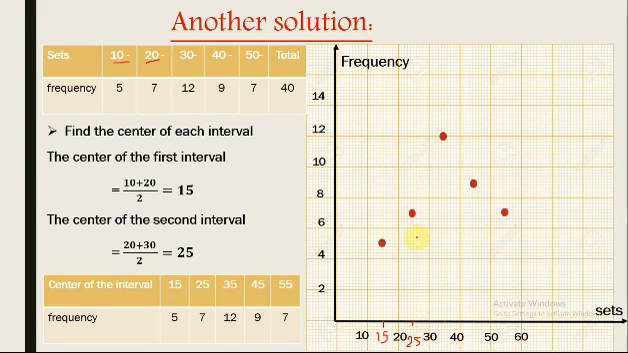After this, we are going to join each two consecutive points with a line segment. Like this, here, and here. Like this, we represent the data by the frequency polygon without using the histogram.